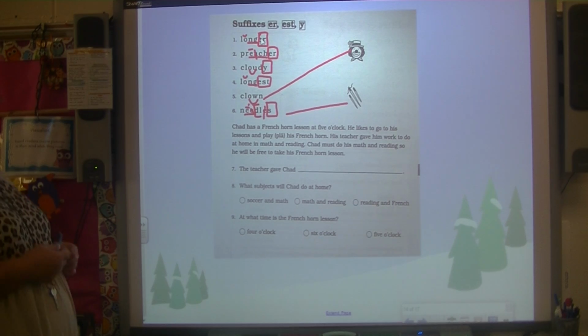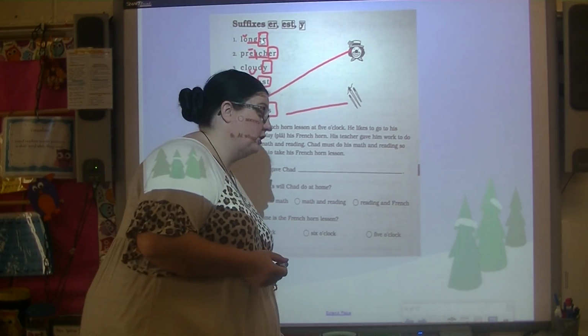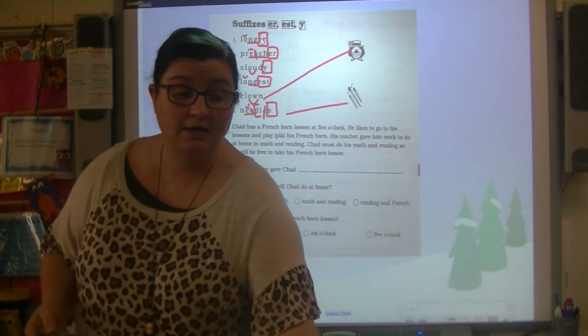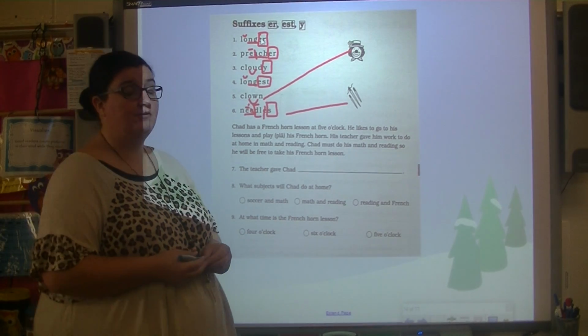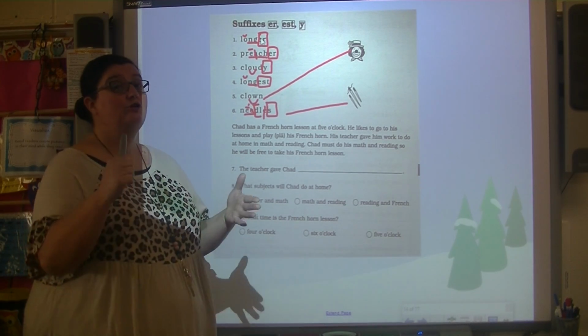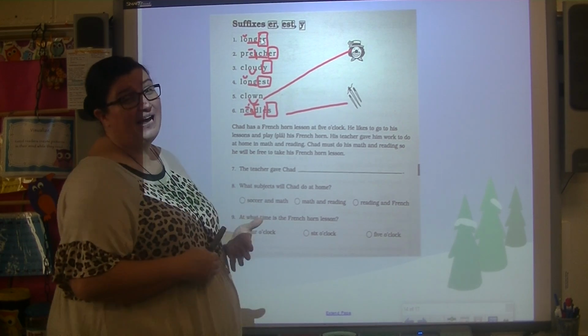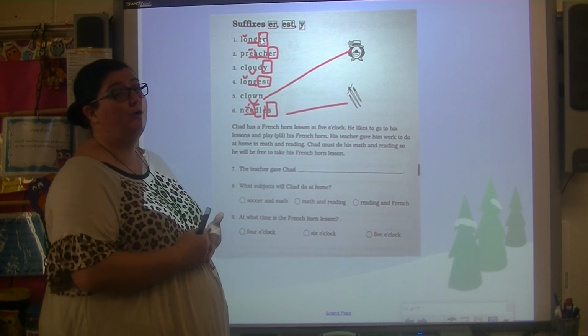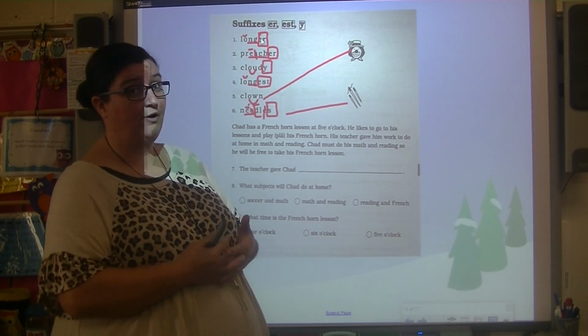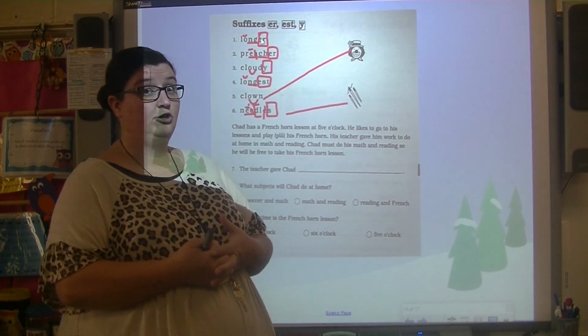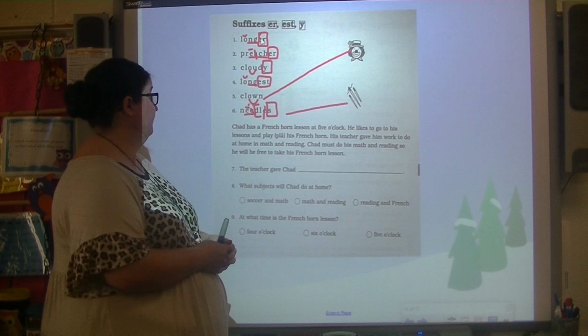Okay, now we're going to read. Remember, if you come to a word that you don't know in your reading passage, what are you supposed to do? You should code that word and sound it out, okay? Don't give up and ask someone right away. I want you to code it and try to sound it out yourself. That's how we become better readers, by decoding, okay?